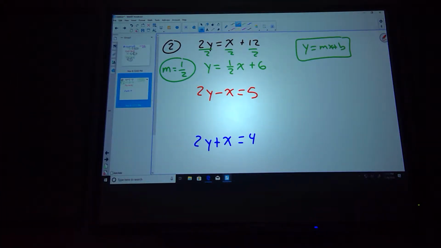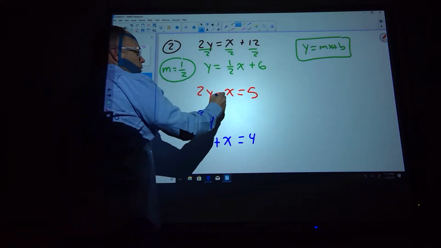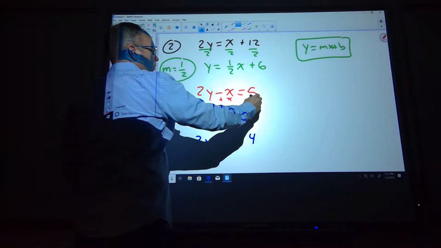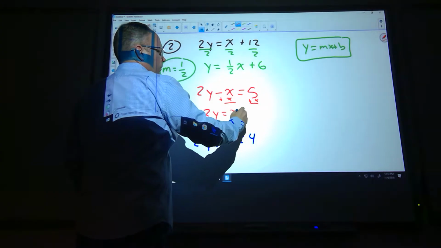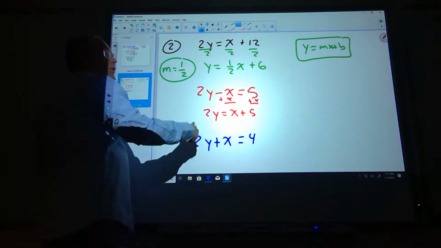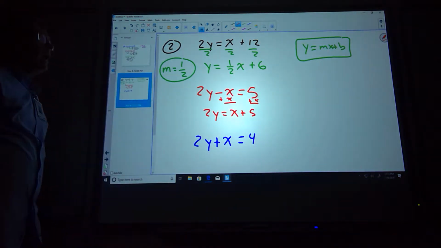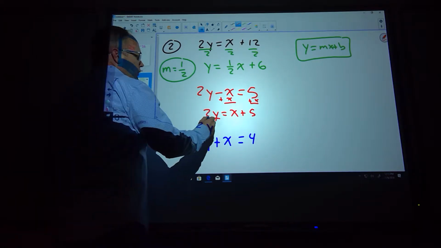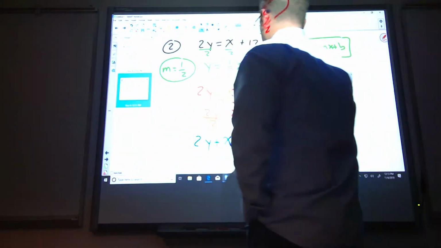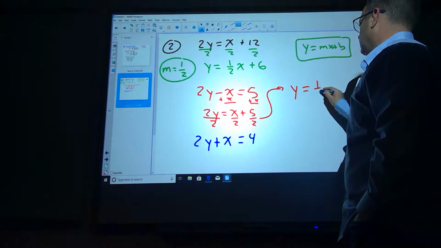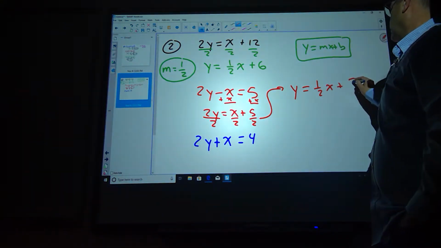So on the red, I need to now figure out what to do. So I want to get y by itself. So if I add x to both sides, everyone okay with that? And how do I get 2y to become just y? Divide everything by 2. Okay, and so that gives me y equals 1 over 2x plus 5 over 2.